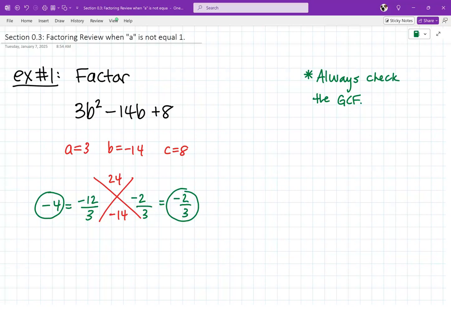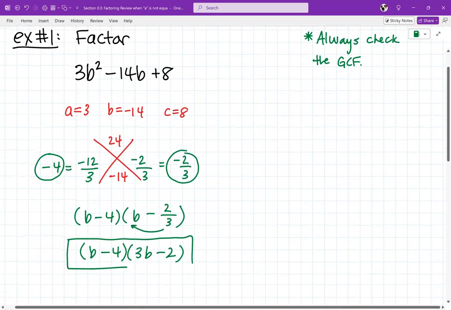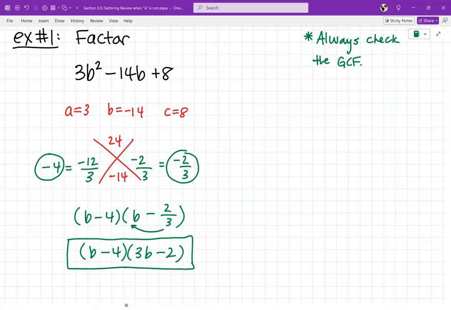So remember, what you're supposed to do is write your solutions out, but no fractions are allowed, right? So you're going to write b minus 4 times b minus 2/3, but this 3 on the bottom is going to have to go up to the front. So it's going to be a 3b minus 2. So b minus 4 times the 3b minus 2 is what I get as my answer for the question.